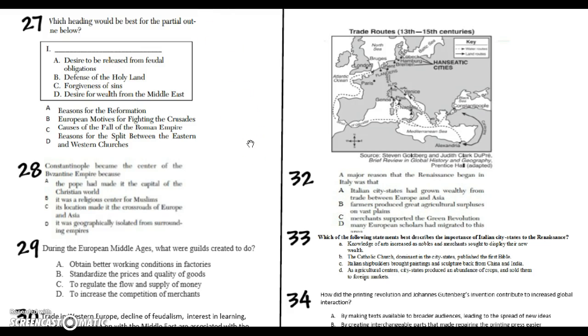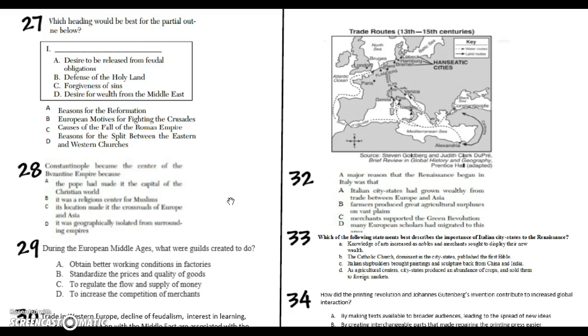Number 27. Which heading would best be for the partial outline below? Here's the outline. A, desire to be released from feudal obligations. B, defense of the Holy Land. C, forgiveness of sins. D, desire of wealth from release. Here are the choices for the outline. A, reason for Reformation. B, motives for fighting the Crusades. C, causes of the fall of the Roman Empire. D, reasons for the split between Eastern and Western churches.